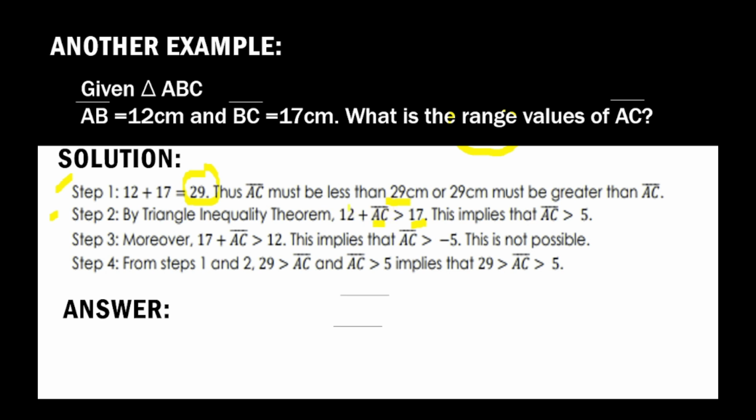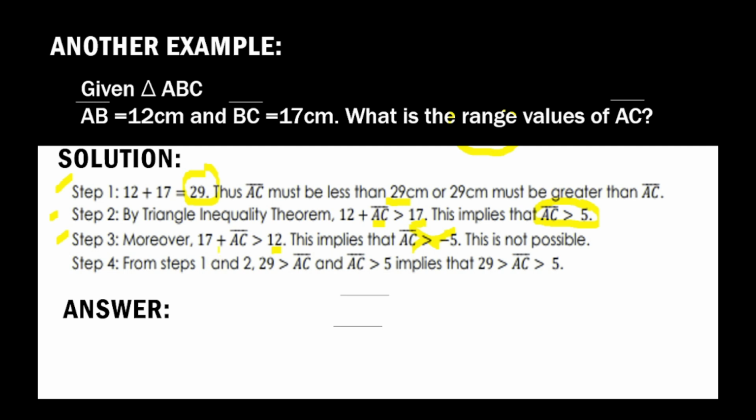Now, by transposing 12 to the right side, magiging siyang 17 minus 12. So, magiging result nun, side AC is greater than 5. So, dapat daw mas mataas sa 5. Okay? And then, step number 3, pag nirambol uli natin yung tatlo, so magiging 17 plus side AC is greater than 12. So, napapunta naman dito sa right side ay yung 12. Kanina, 17. And then, by transposing 17 to the right side, magiging siyang 12 minus 17. So, negative 5. Wala naman tayong measure ng side na negative. So, this is not possible.